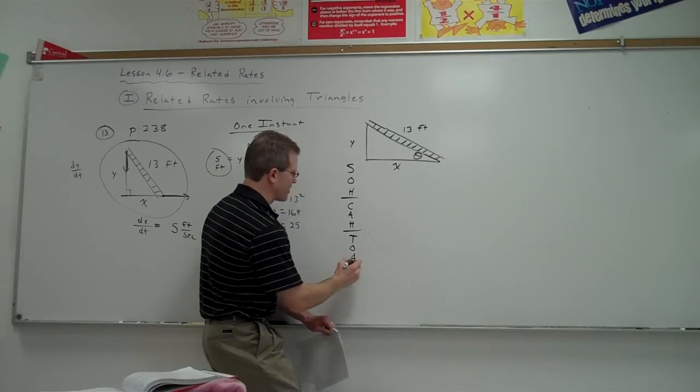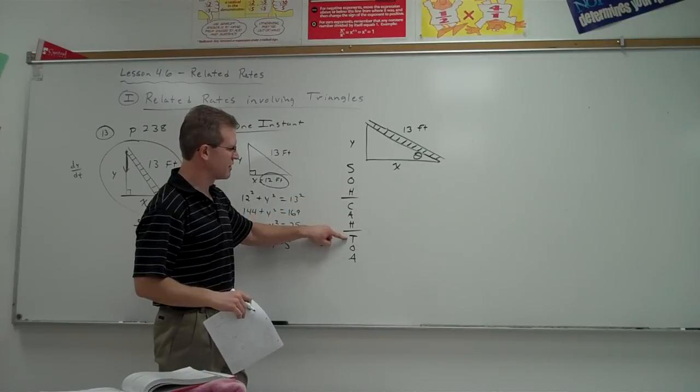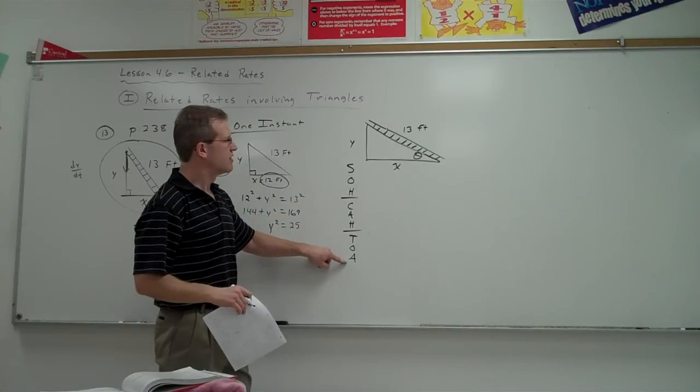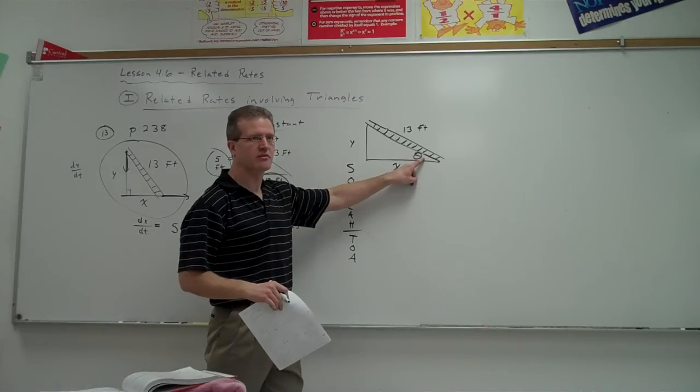This is a quick review of trig. Sine is opposite over hypotenuse. Cosine is adjacent over hypotenuse. Tangent is opposite over adjacent. So you really have three different options of equations you could write that involve this angle.